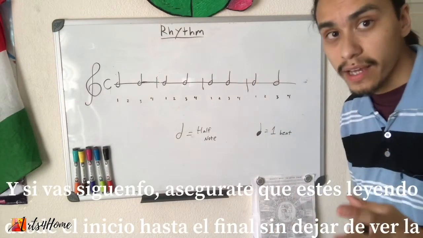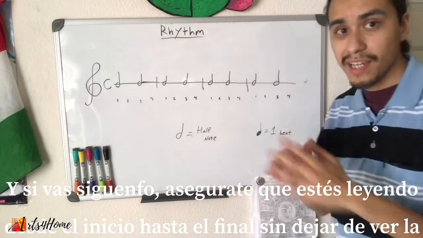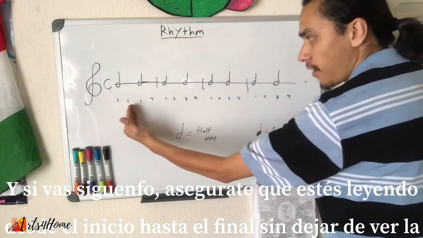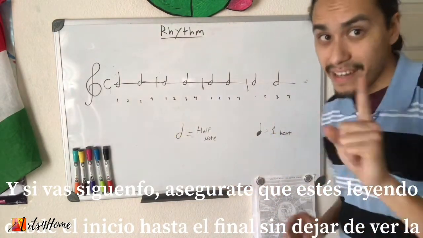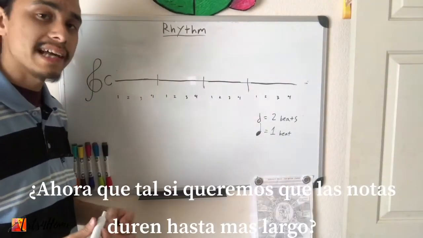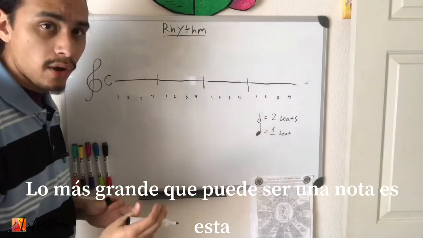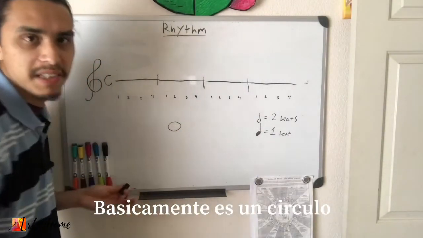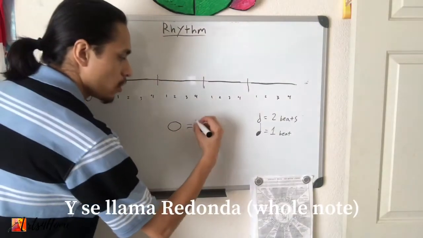And if you're following along at home, what I want you to do is every time that we play along, you got to start reading from right here all the way to the end and never take your eyes off the music. That's very important. Now, what if we want our notes to last for even longer? The biggest kind of note that we can have is this one right here, okay? It's basically just a little circle, and we call it a whole note.